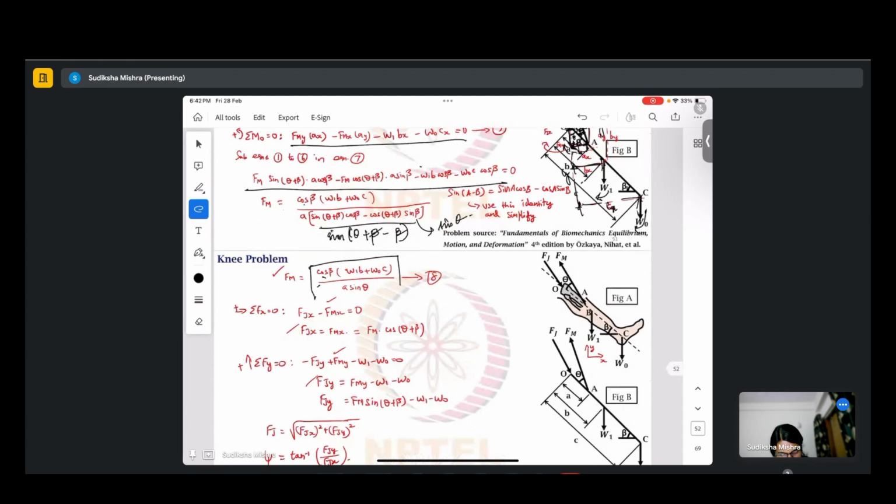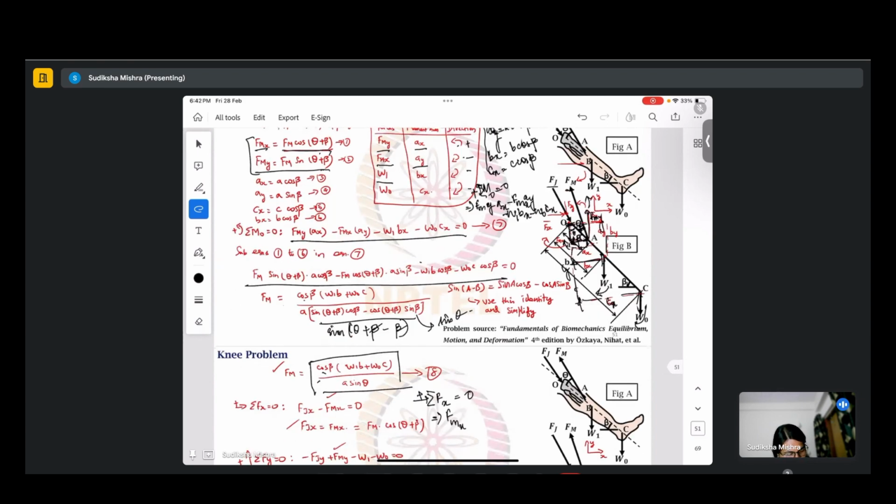Now if you write the equation for forces in the x direction, with this as the positive x direction, there are two components, Fjx and Fmx.